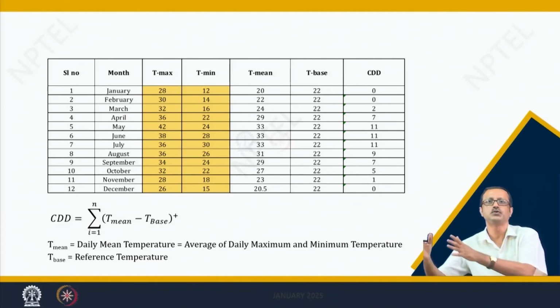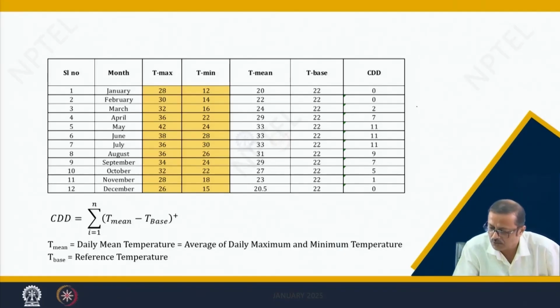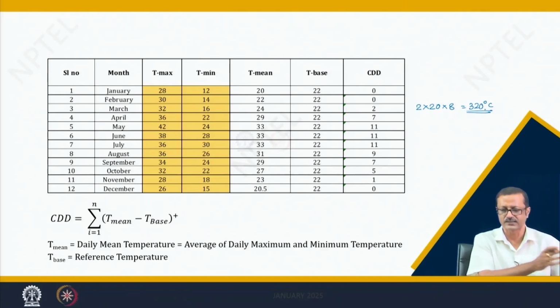So, 20 into 2 degrees means 40 degrees, and there are 8 hours a day. So, 40 into 8, 320 degree-hours is the total requirement for the month of March. So, this will be your 2 into 20 days into 8 hours. So, almost 320 degree-hours for the month of March, just like we have seen in the earlier example of Delhi.